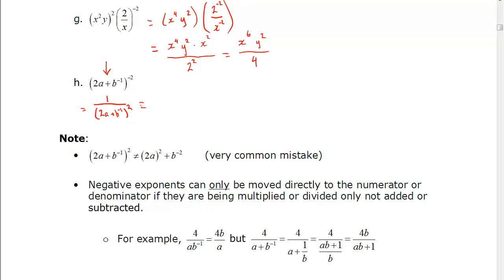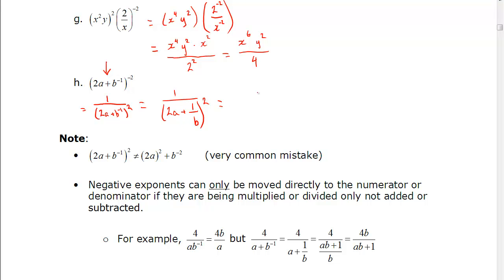We can do something with the b to the minus 1. Well, the minus 1 goes just with the b, so what we can do is say, well, that has to be 2a plus 1 over b. Only the b has minus 1, so only the b goes down, squared.